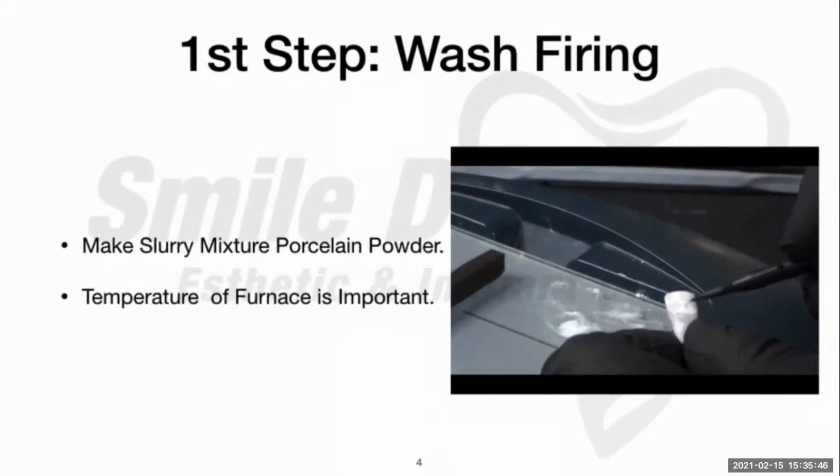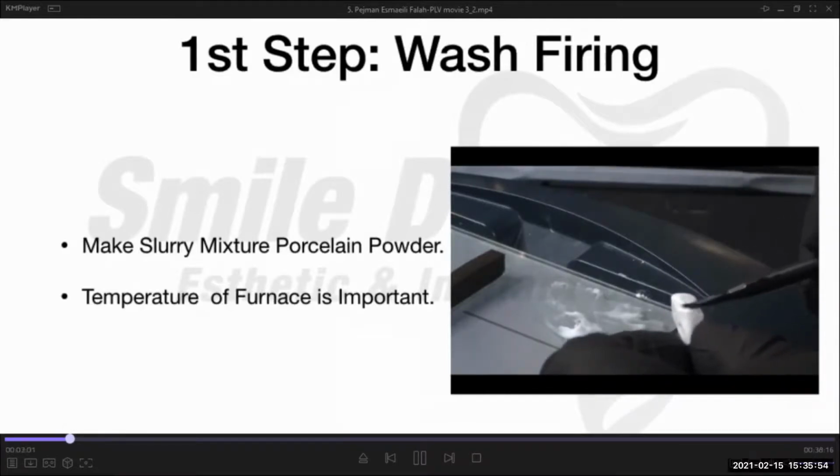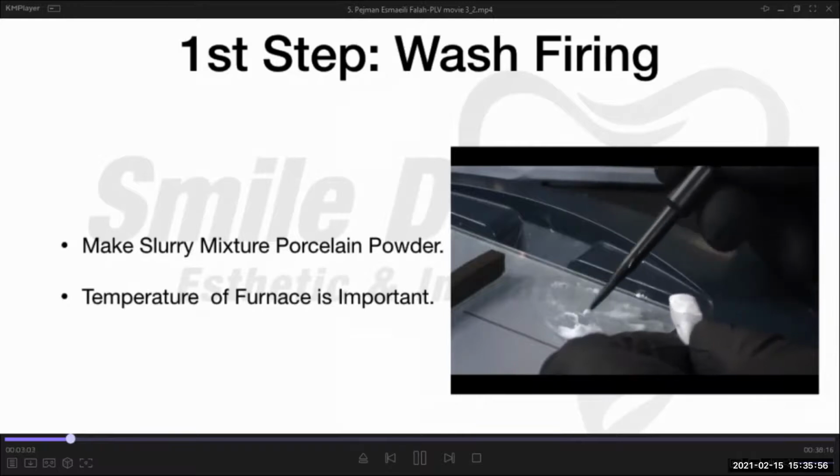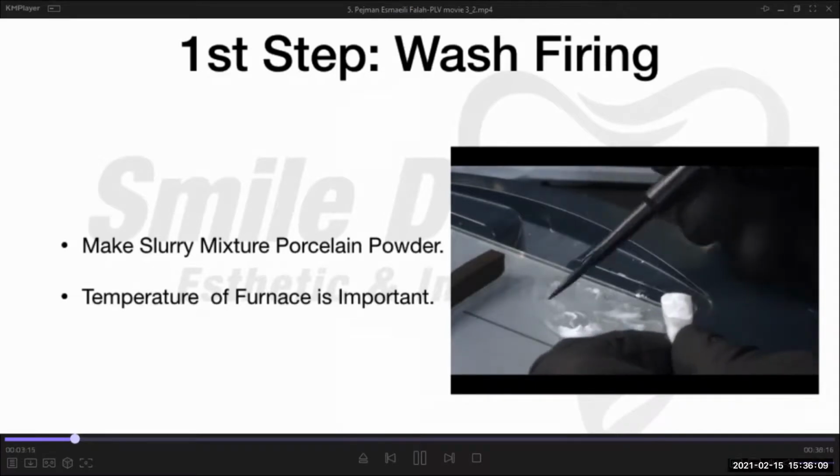The refractory die immediately absorbs the water of the porcelain mixture. The refractory die should be sealed with slurry mixture in a thin layer, and for better sealing of the refractory die, bake it in the furnace 50 to 100 degrees higher than the normal baking of porcelain.